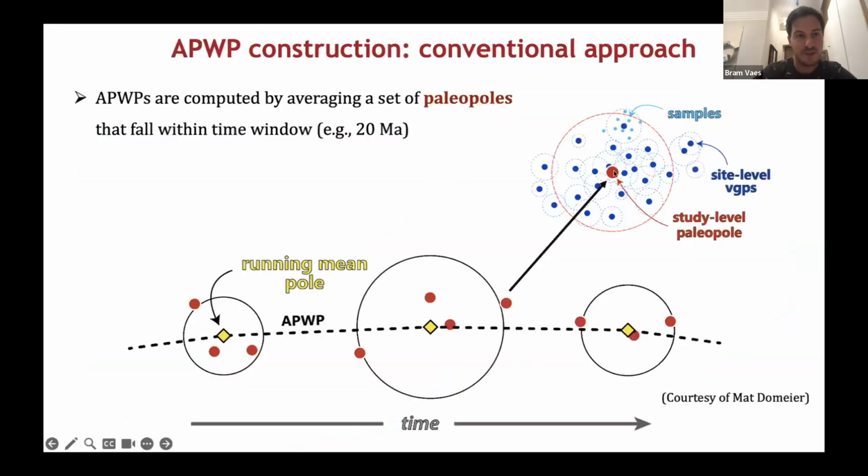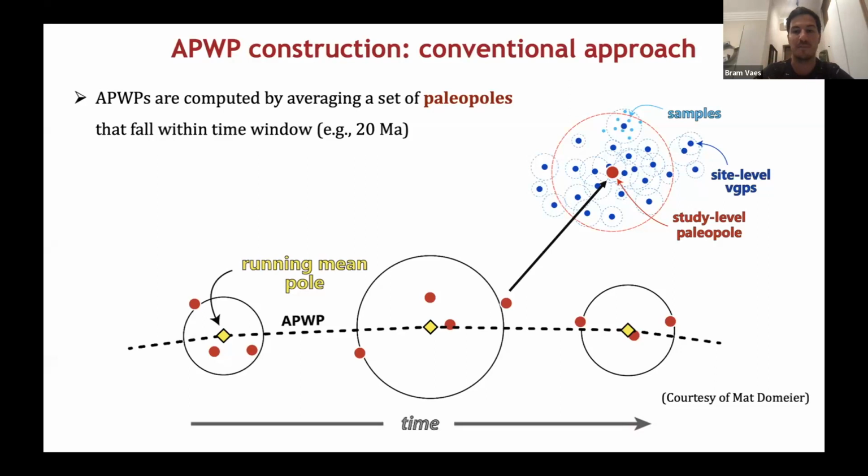Right. That was maybe a bit technical background of paleomagnetism. So now we go into how we use the actual data to construct this. Conventionally, apparent polar wander paths, those that are used to reconstruct paleogeography, are computed by averaging a set of paleomagnetic poles. And I will shorten them here to paleopoles. Basically, each study, so each scientific publication, used to provide a single paleomagnetic pole estimate.